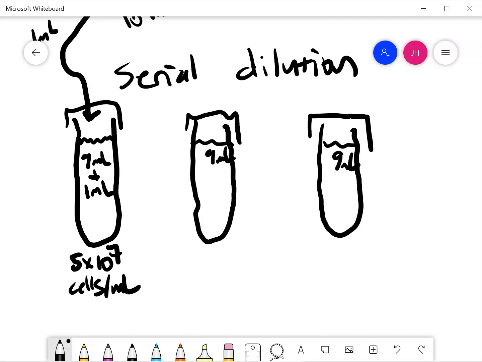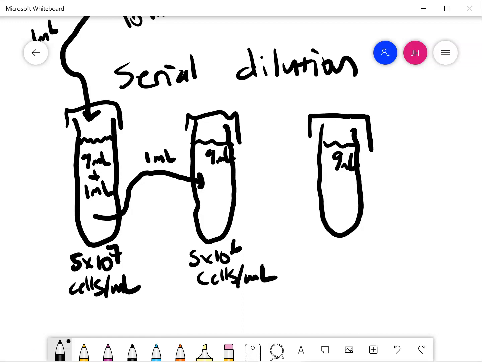Well, this is a serial dilution. So once you've mixed this up nicely, and it's achieved whatever the number it is, you're going to take 1 milliliter of this and add it to this one. So you're making a tenfold dilution of this one. And so once you mix this up and shake this up, you have 5 times 10 to the 6th cells per milliliter.